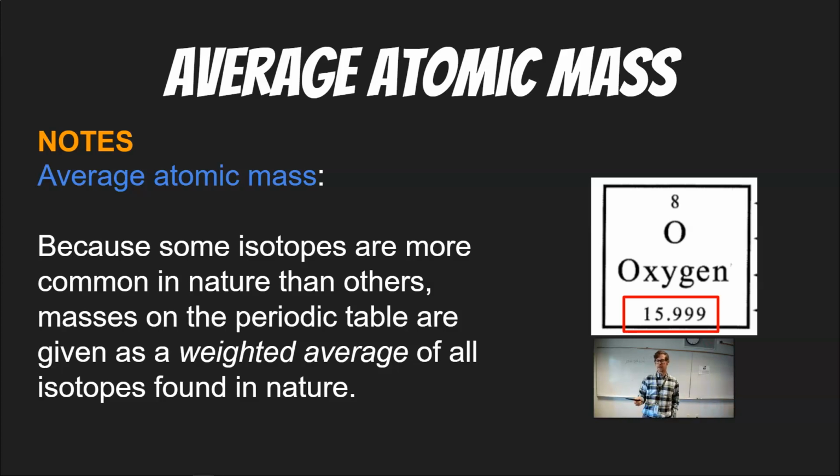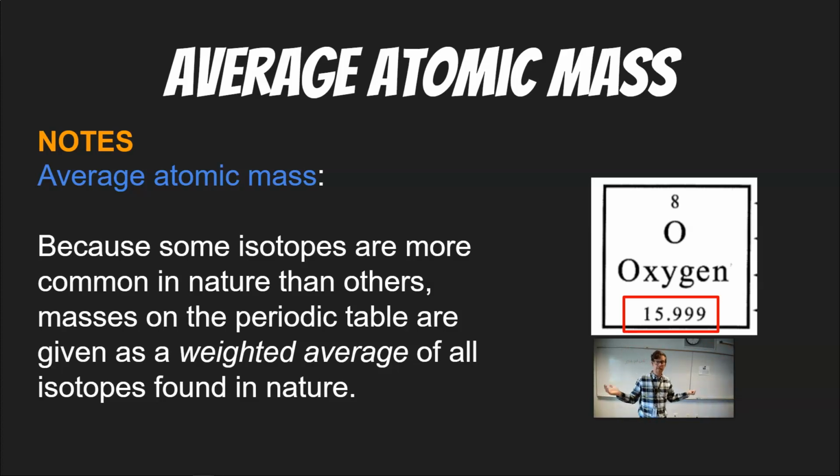So you're not going to find any single oxygen atom with that 15.999 mass in there. What you're going to do is find a whole lot with 16, and then a smaller number with, say, 15 or 14 or something like that. And we get this number by calculating a weighted average of all of those different isotopes.